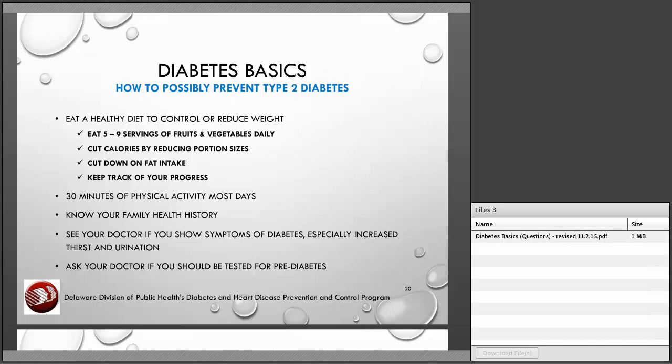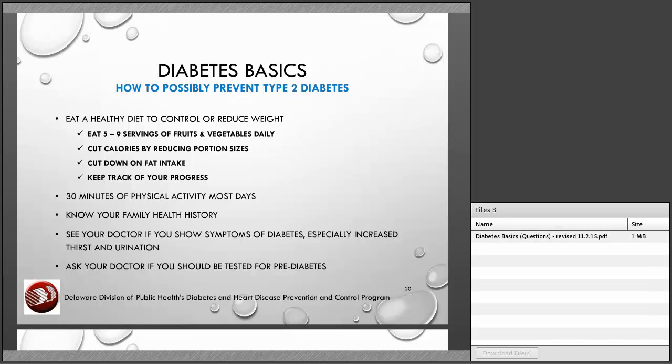All right, diabetes basics. How can we prevent type 2 diabetes? Start with a healthy diet. This will help you to control or reduce your weight. Eat 5 to 9 servings of fruit and vegetables every day. If this seems like a lot, start with where you are and add 1 more serving a day until you adjust to that, and then continue that plan. Cut down on your calories by reducing portion sizes. A 9-inch plate is the proper size for a meal plate.